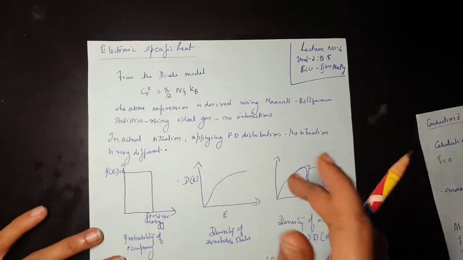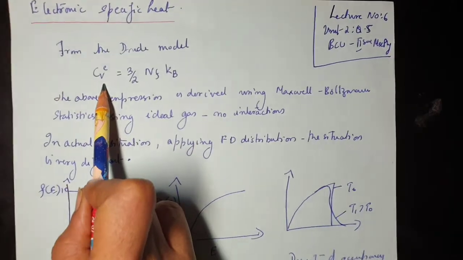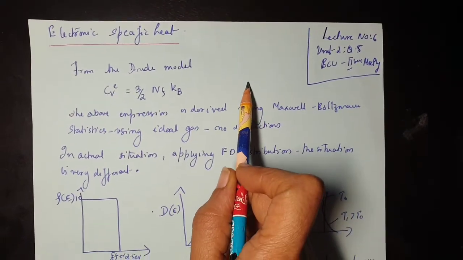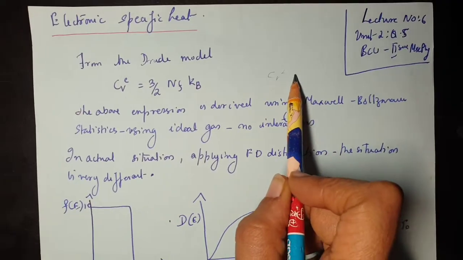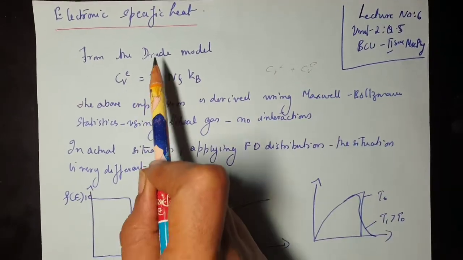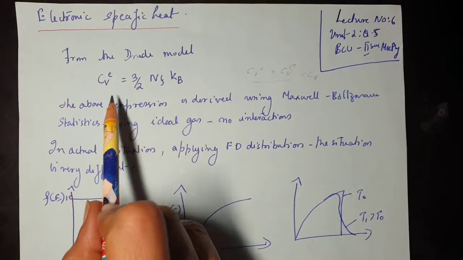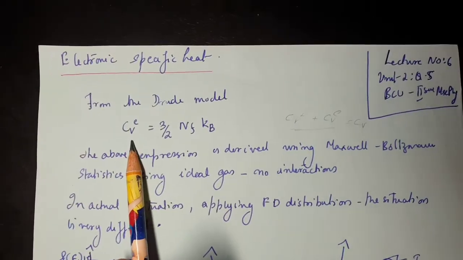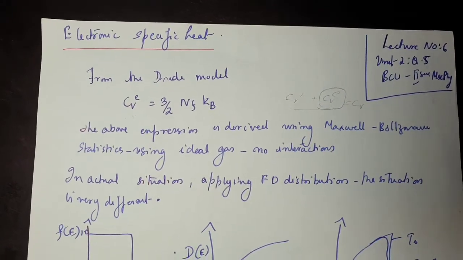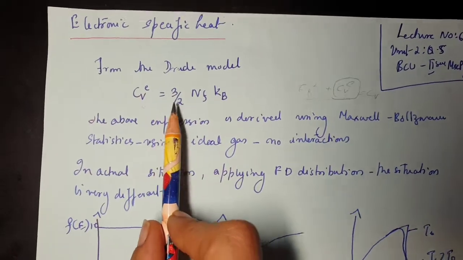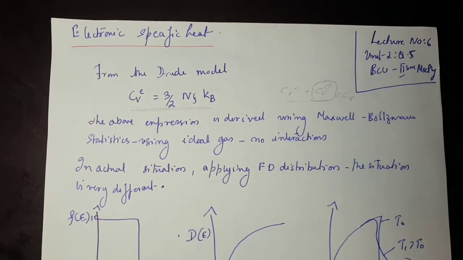Okay, so from the classical model or the Drude model, we know that there are different specific heats: specific heat due to the lattice vibrations, and specific heat due to the electronic component. Together these add up to give the specific heat of the gas. Right now we are concerned only with the electronic specific heat. From the Drude model, using Maxwell-Boltzmann statistics, this is the value obtained for electronic specific heat.